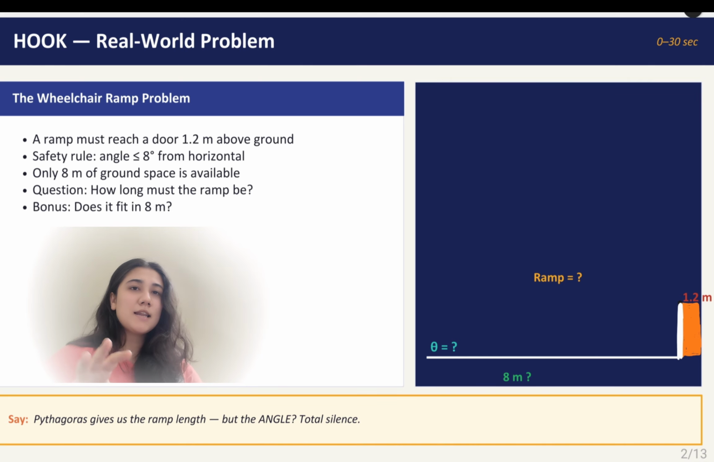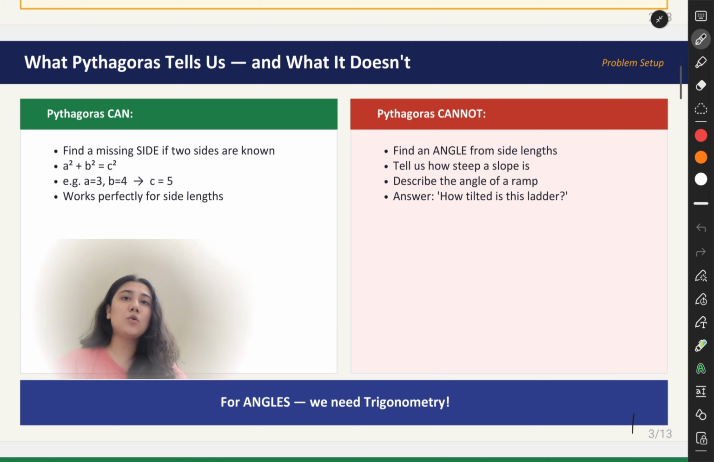So Pythagoras can handle one part of this, but the angle, that's where everything breaks down. And that right there is exactly why trigonometry exists. ये वीडियो के बाद you will have the exact tool to solve this. So let's get started. Alright, so we have been using Pythagoras for a while, right?